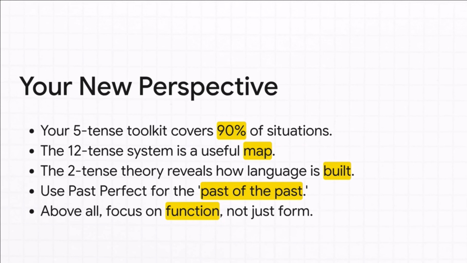So here is your new perspective. First, your 5-tense toolkit has got you covered for about 90% of situations. Easy. Second, think of that big 12-tense system as a useful map, but you don't need to live there. The 2-tense theory? That's just a cool peek under the hood at how language is built. And remember to use the past perfect for the past of the past. But the most important rule of all, always, always focus on the function, not just the form.